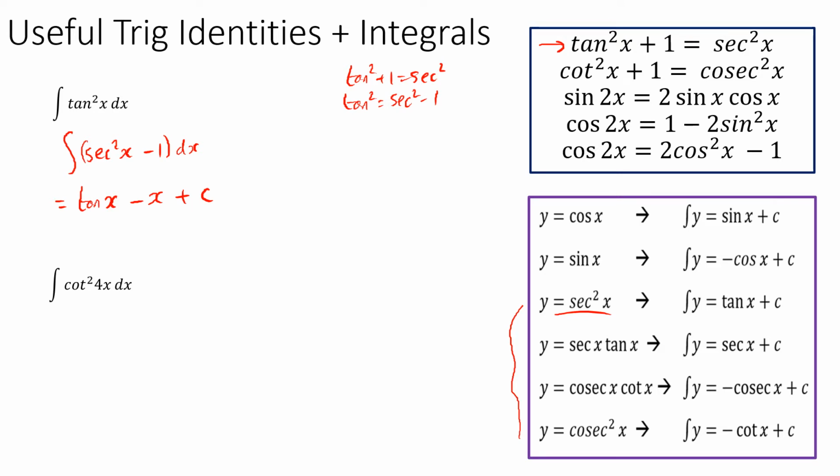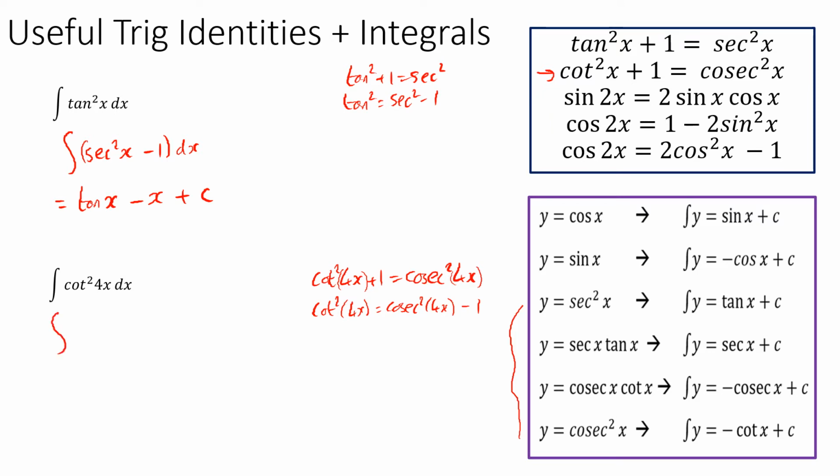What about cot squared 4x? Well, we're going to be using the second of our trig identities. We know that cot squared plus 1, and I'm actually going to write in the arguments this time, equals cosec squared. And you can always change x in any of those identities to anything you like. So in this case, I'm changing them both to 4x. The plus 1 obviously won't change. And then I can rearrange this to cot squared of 4x is cosec squared of 4x minus 1, and that looks like something we can work with.